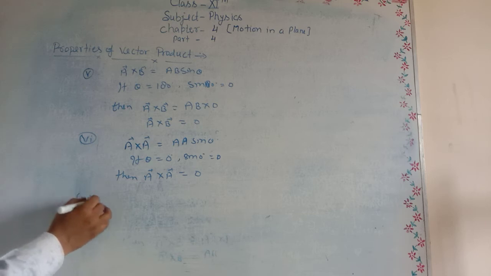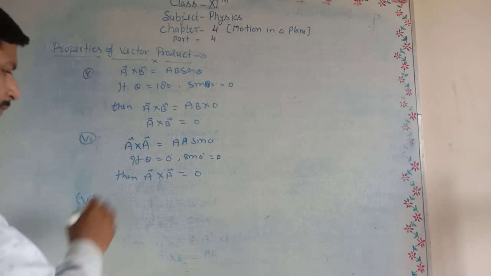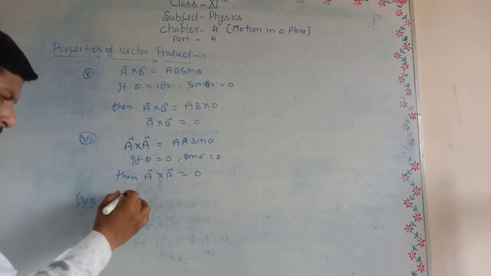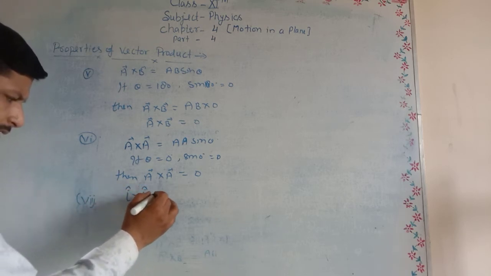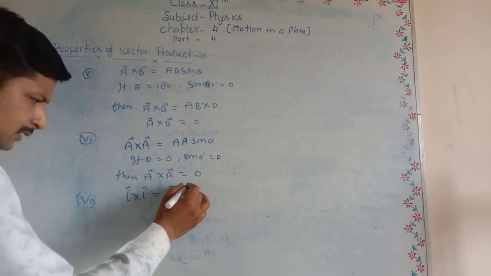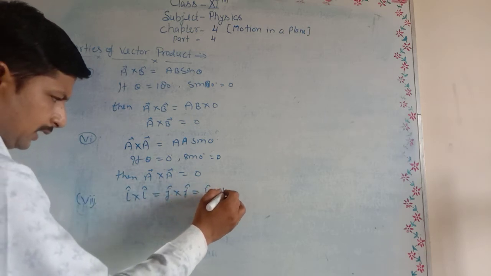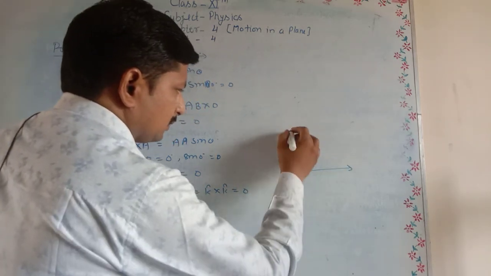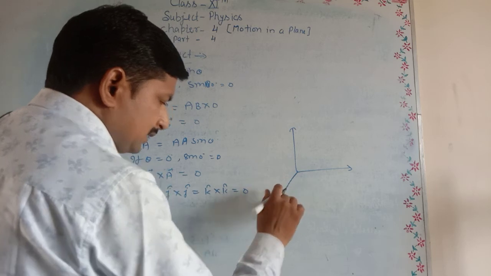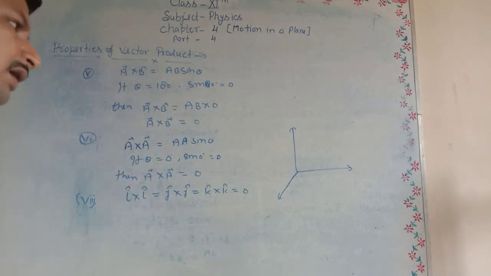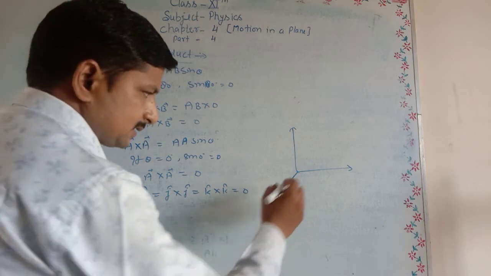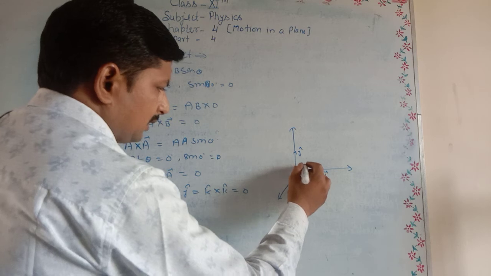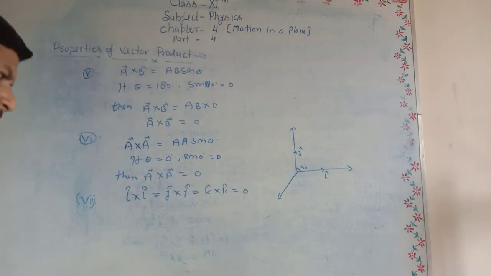Property number 7: I cross I is equal to J cross J is equal to K cross K equal to 0. Then I, J, K are the unit vectors along the x axis, y axis and z axis, and the angle between I and J is 90.